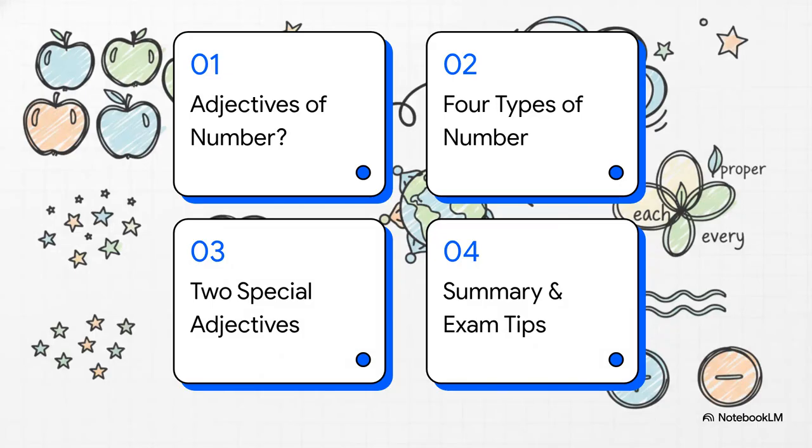So here is our plan for today. First, we will quickly revise what adjectives of number are. Then we'll explore the four main types. After that, we will learn about two more special adjectives. And finally, we will wrap up with a summary and some very useful exam tips.